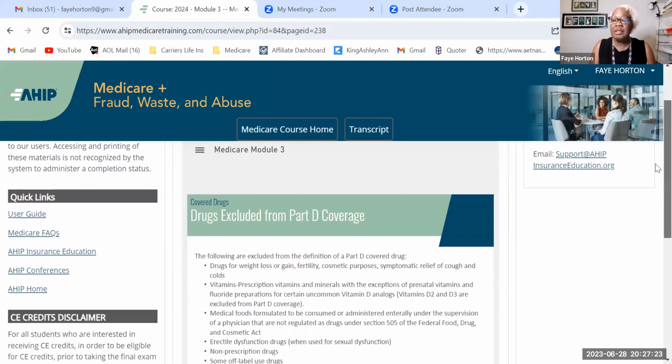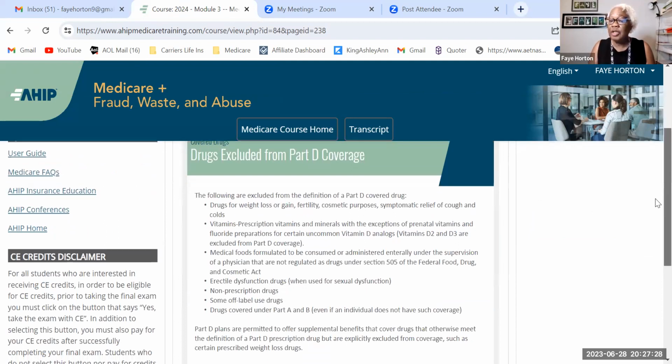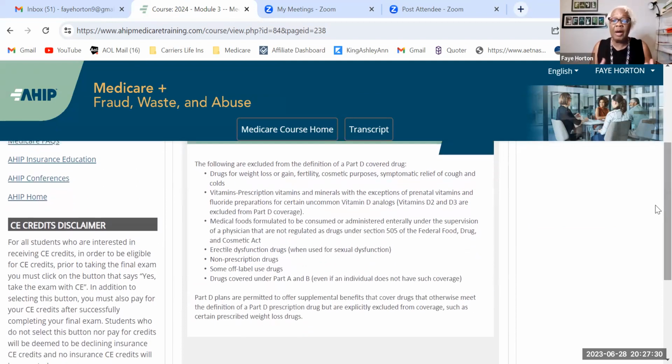There are some drugs that are specifically excluded from Part D coverage. And when your customer wants any of these, it's no argument. They're not covered. Medicare doesn't cover it. The plan's not going to cover it. Medicare doesn't say the plan has to cover it. The plan is not going to cover it.